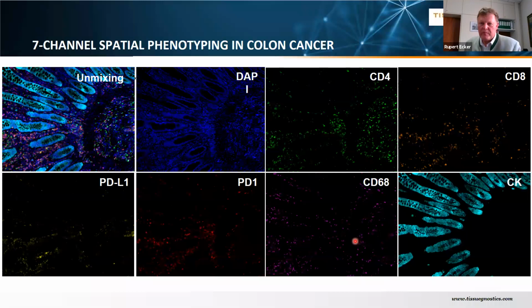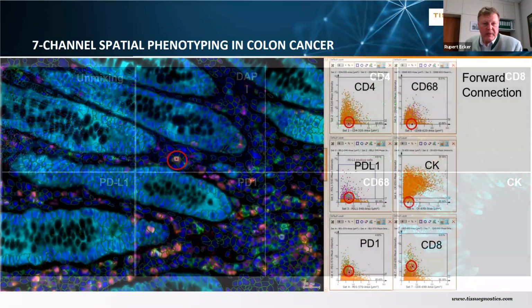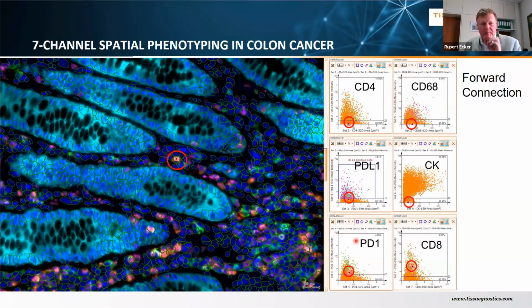I don't have the time to go into details, but again, based on this basic strategy to use the nucleus as a master channel, we get a FACS-like analysis for all cells, CD4 population, CD68, PD-L1, and so on, for all cells in the tissue section. And again, you can click on any cell and it will start blinking. So you know exactly where this cell is located.